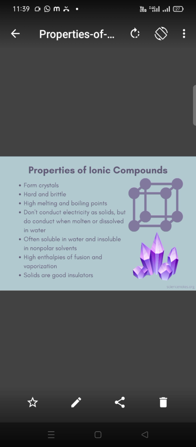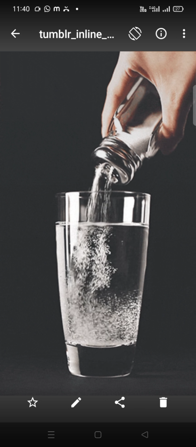Other points are different. They are soluble in water and insoluble in non-polar solvents. Non-polar solvents are petrol and kerosene. They have high enthalpies of fusion and vaporization, which means they don't vaporize easily. Solids are good insulators. For example, salts in the solid state are good insulators, but in the molten state, or when you add them into water, they are good conductors. So these were the properties.